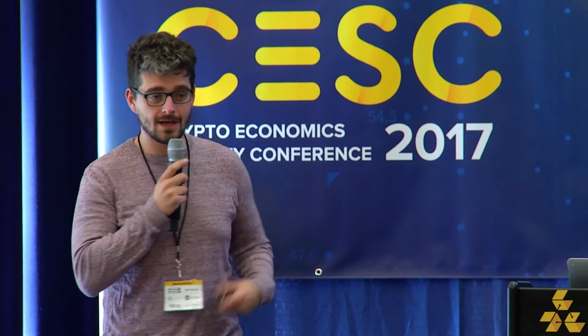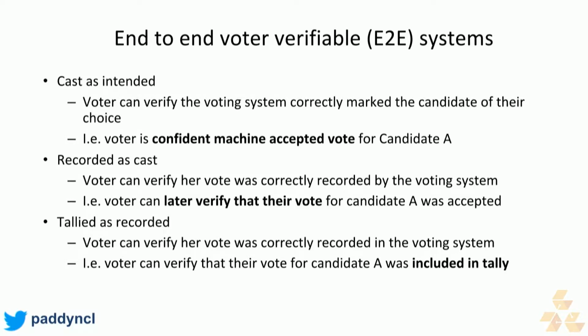Okay, so this is going to be a bit about e-voting on the blockchain. So let's introduce e-voting a little bit. In the academic literature, we tend to focus on end-to-end verifiable election systems. And they tend to have three properties.